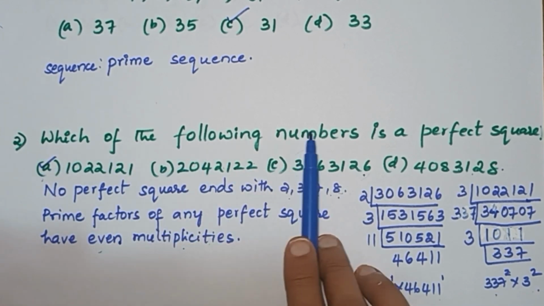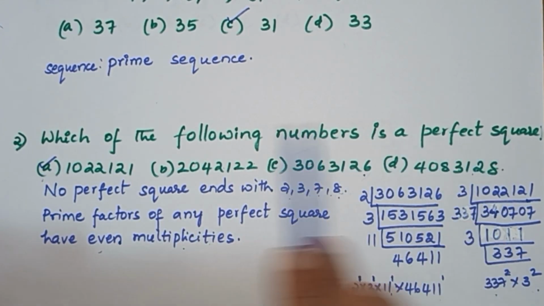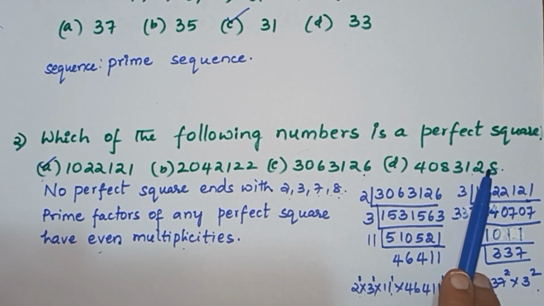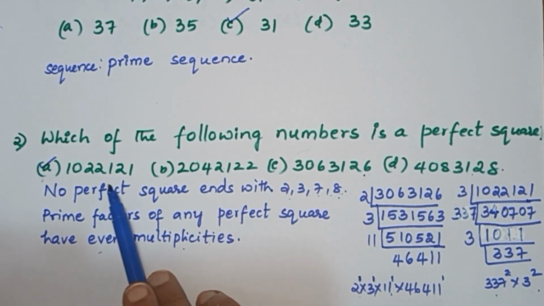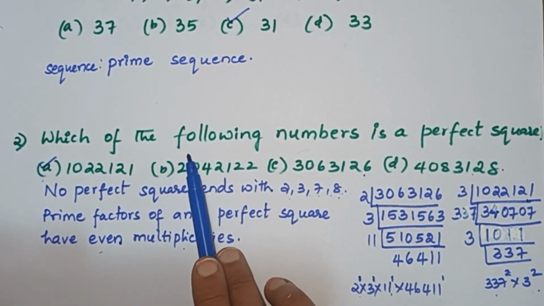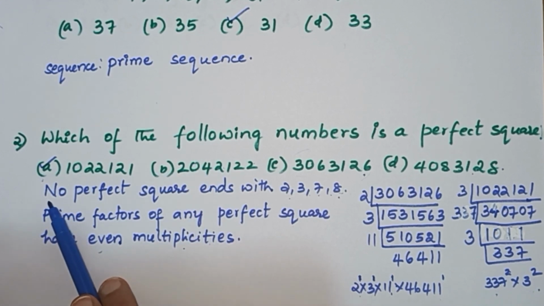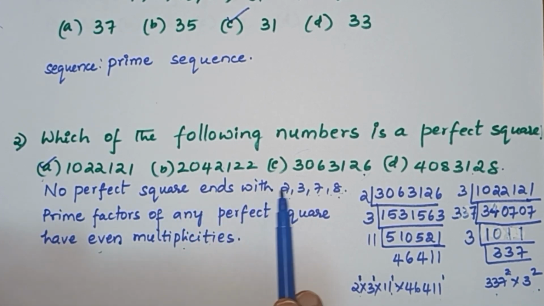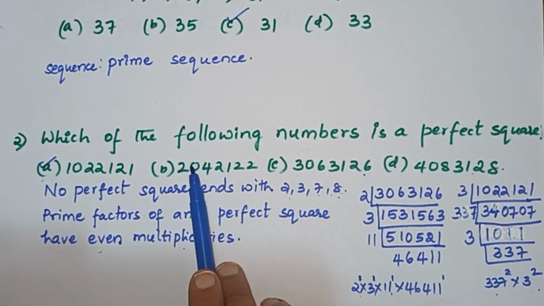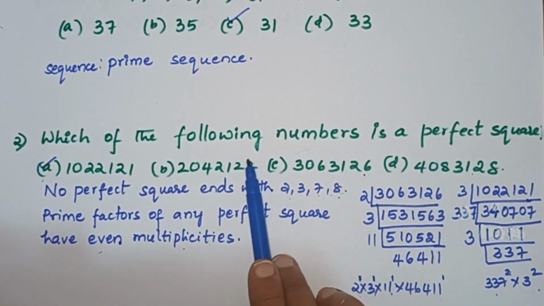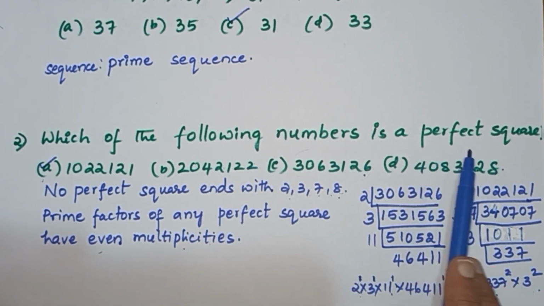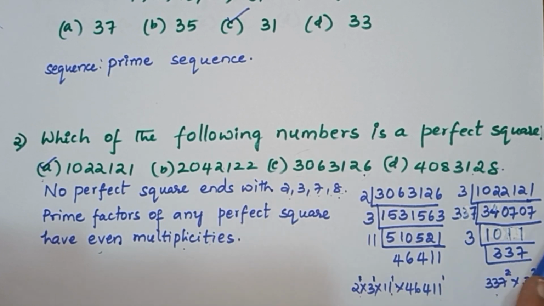Next, second problem. Which of the following numbers is a perfect square? Four options are given here. We will make use of these two results to identify a perfect square. The first result is no perfect square ends with 2, 3, 7, 8. Look at the second and fourth option. They are ending with 2 and 8. Therefore, you can exclude those options.